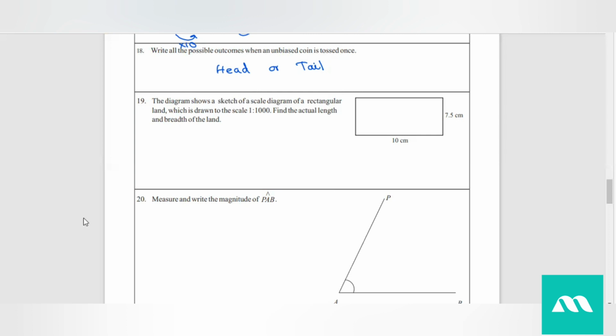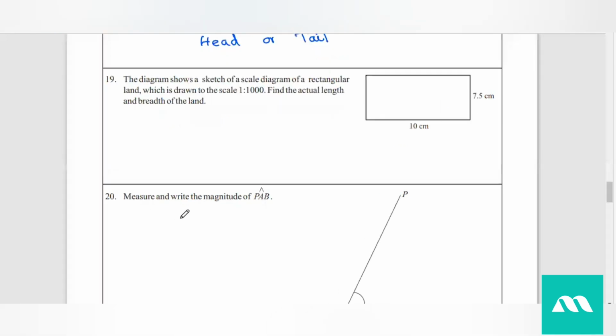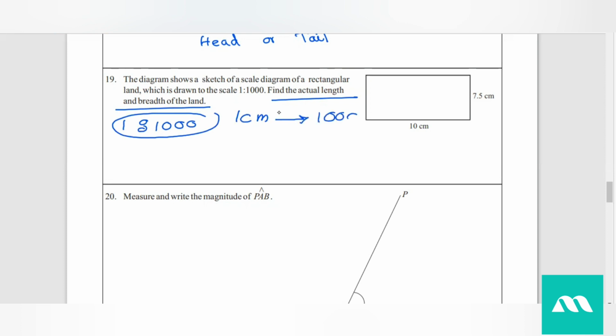Okay, have you finished with the 19th one? Yes, teacher. බලන්න, in the 19th question, the diagram shows a scale diagram of a rectangular land which is drawn to the scale of 1 to 1000. Find the actual length and breadth of the land. 1 to 1000 කියන එකේ තේරුම, that means 1 centimeter has been used to represent 1000 centimeters.